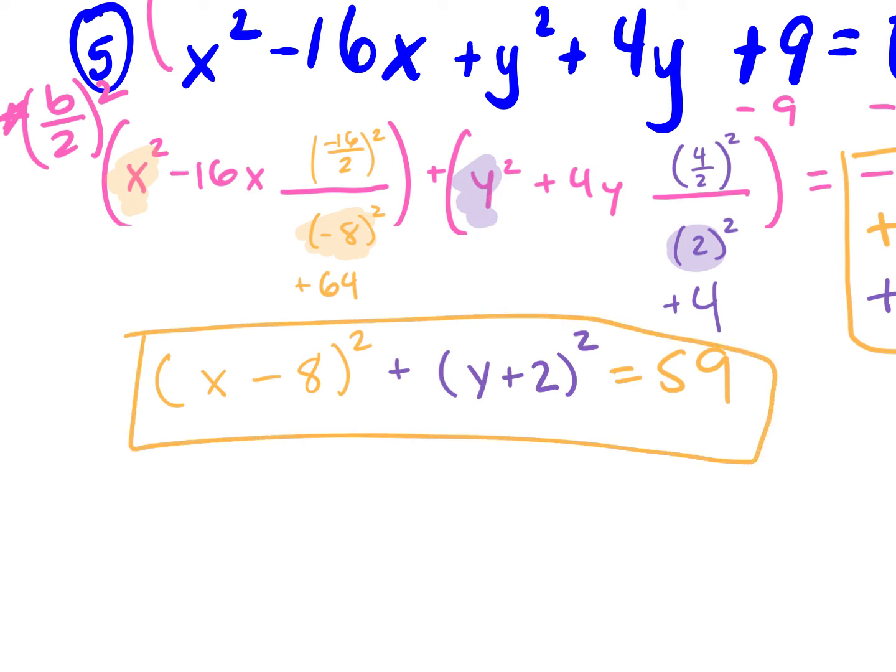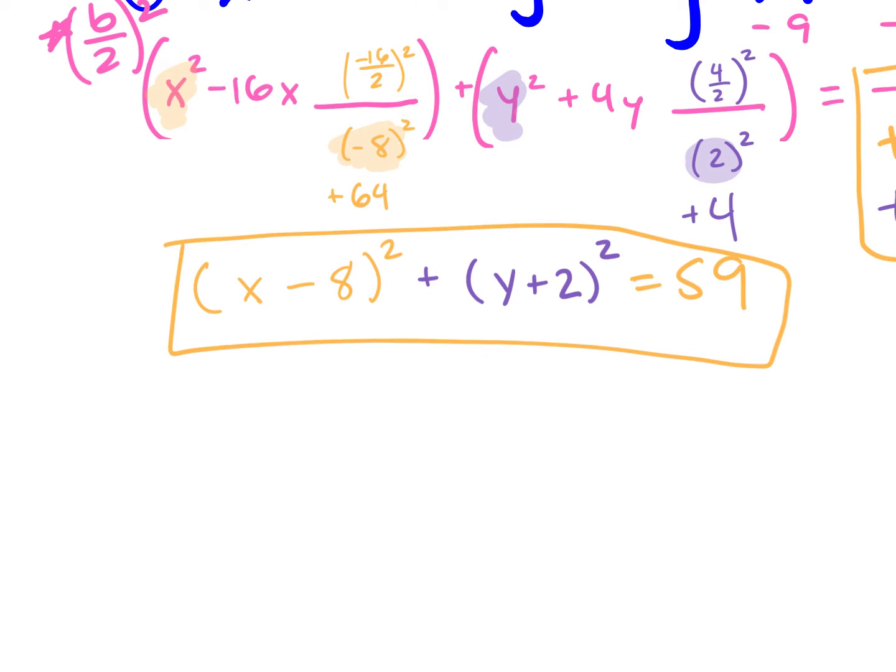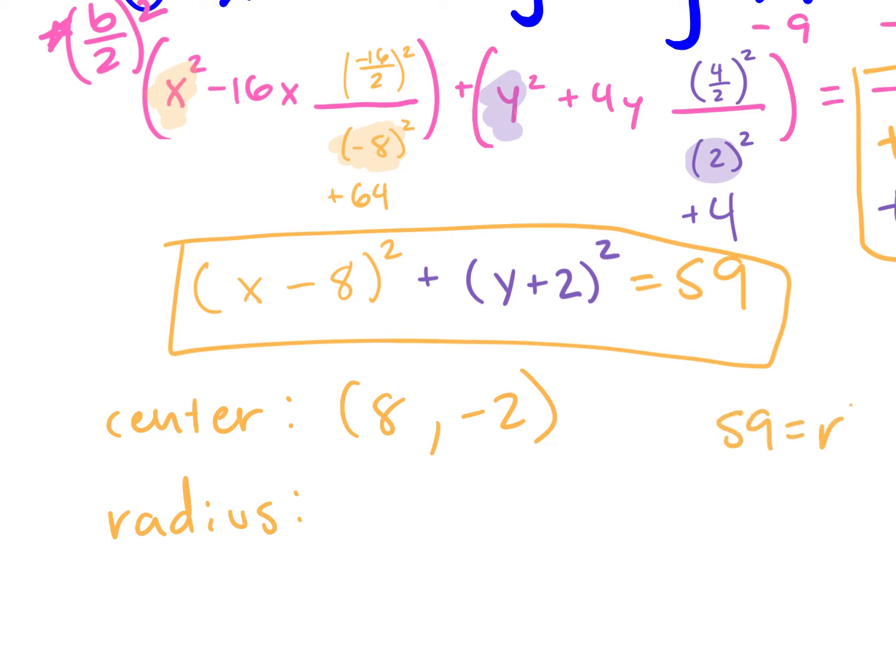And then this also asks for the center and the radius. So what would my center be? 8 times 2. Perfect. 8 comma negative 2. So you flip the sign of your h and k. And then what's my radius? Awesome. 59 is r squared. So take the square root to find the radius. So r is equal to square root 59. If you can simplify it, simplify it.